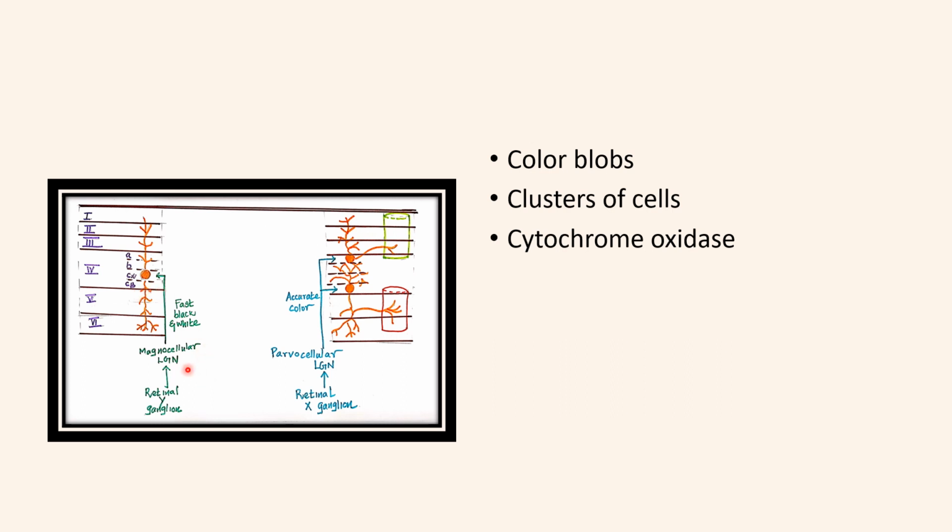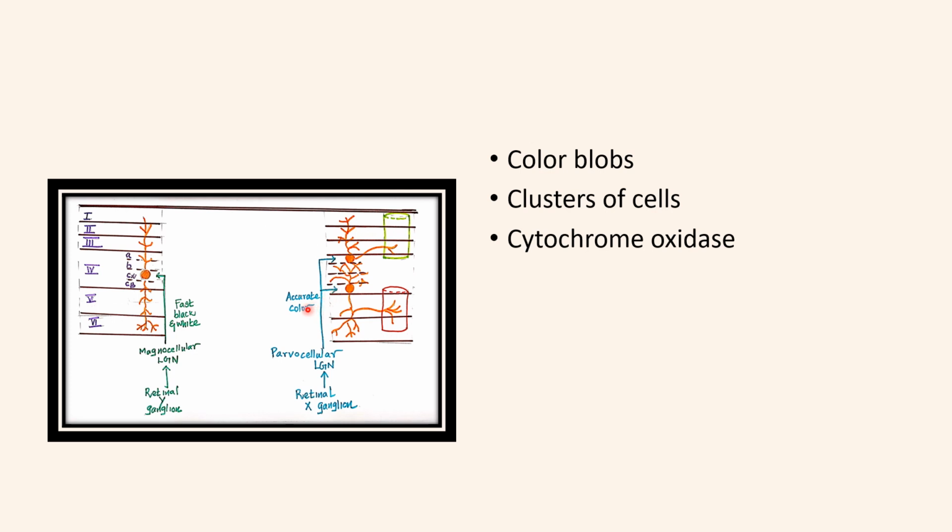The magnocellular layers of the lateral geniculate body, layers 1 and 2, terminate at 4C alpha. It is important for perceiving fast black and white colors. And the parvocellular layers, 3 to 6, terminate at layer 4A and 4C beta.